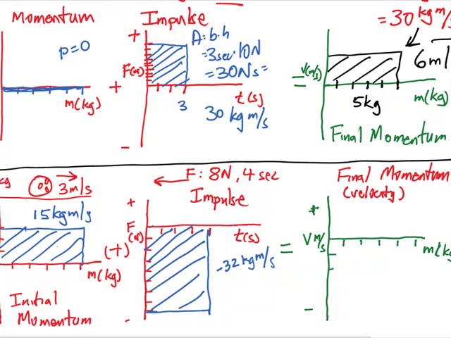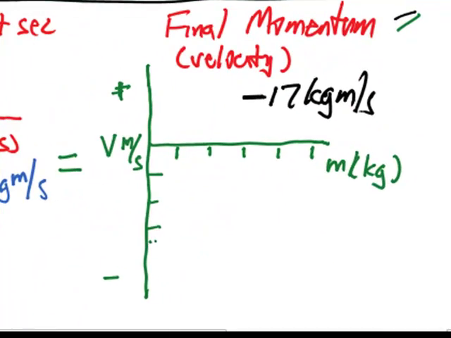One's on the positive side, one's on the negative. What do we have? So let's go ahead and add this up. We have 15 kilogram meters per second, and we're going to add to that a negative 32 kilogram meters per second of impulse. That's to the left. I look at that, and I have a negative 17 kilogram meters per second is going to be the area of our rectangle.